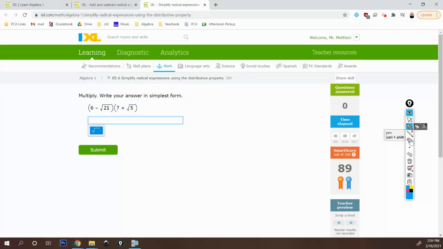Now, if you get one of these double ones, it's the same thing. We're going to take this 6 and we're going to distribute it. 6 times 7 is 42. 6 times the square root of 5 is 6 times the square root of 5. I can't do anything with that. We'll put a 1 in front. This is a -1. So if I multiply that by 7, I get -7 square root of 21. The negative 1 is still going to be in front. And then 21 times 5 makes 105.